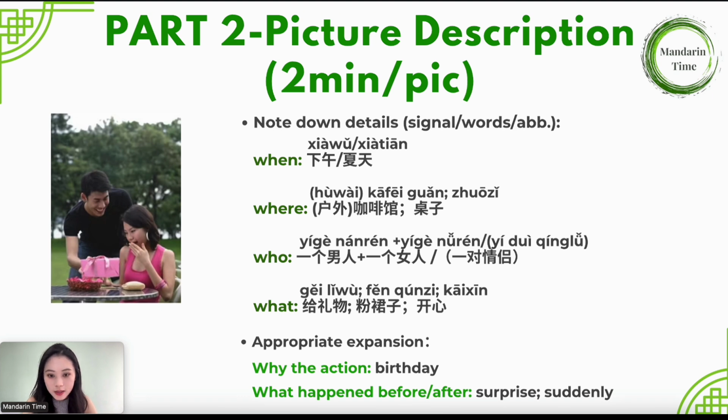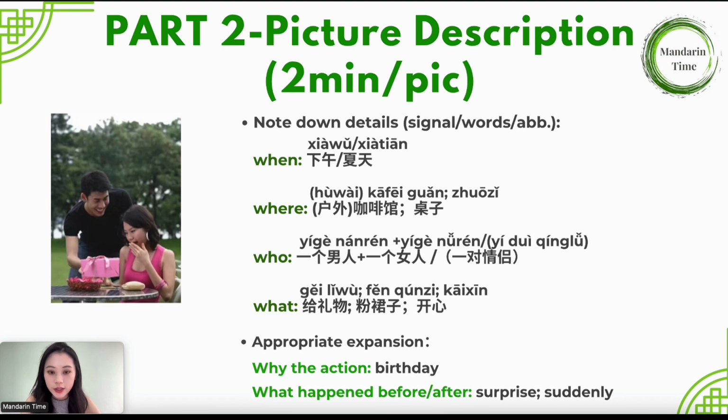And for the place, we can tell it's an outdoor cafe or restaurant, and the people are by the table. For who, we can see there is a man and a woman, and they are most likely a couple. For what, the man is giving a gift, and the woman in a pink dress looks very happy.